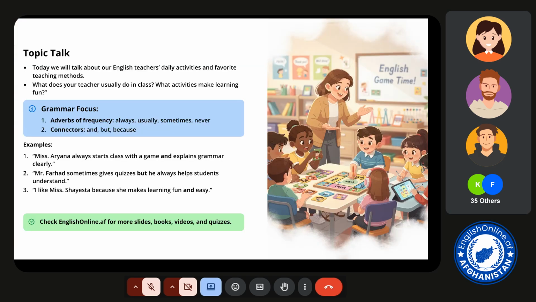In the next slide, we're going to study topic talk. In this slide today, we will talk about our English teachers' daily activities and favorite teaching methods. What does your teacher usually do in class? What activities make learning fun? We're going to study the grammar focus. The first, we're going to study adverbs of frequency.